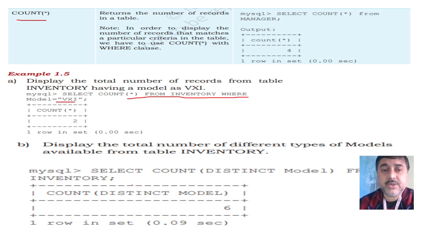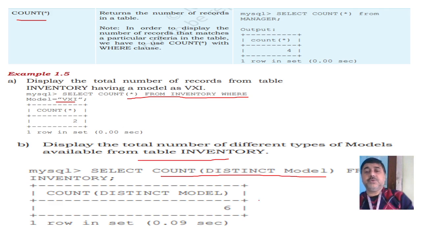Based on this specification, the next one was to display the total number of different types of models that are available in the inventory. So you have to select the distinct model from the inventory, and then it will show it to us.